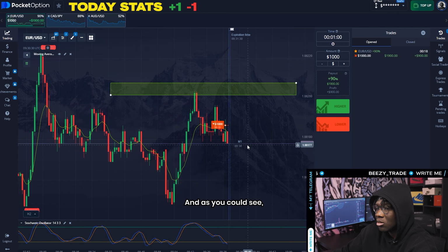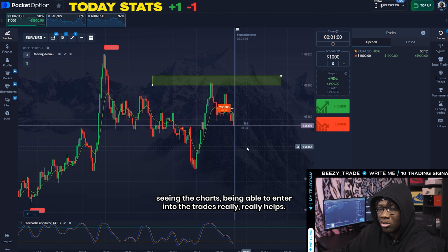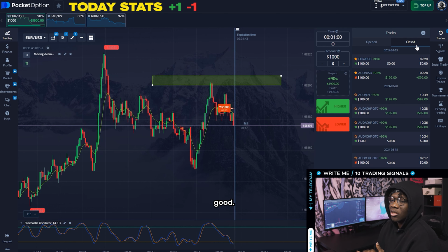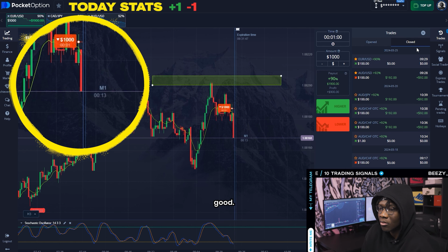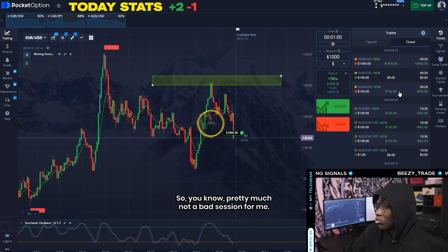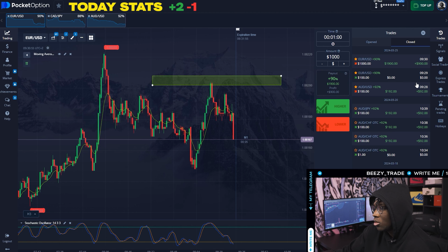And as you can see, a couple of trades today, just reading the candles, seeing the charts, being able to enter into the trades really, really helped. So we've got about 19 seconds. It's looking good. So, pretty much not a bad session for me.